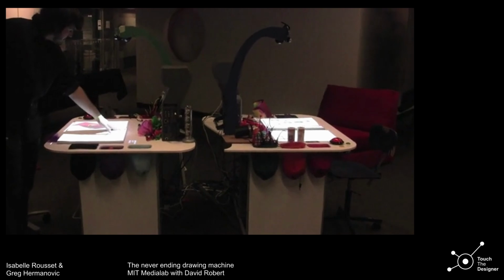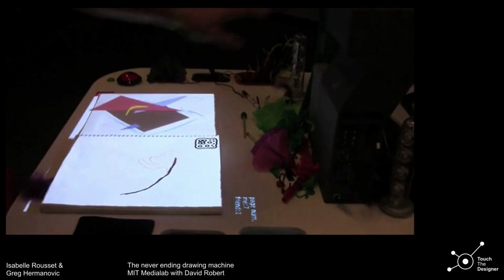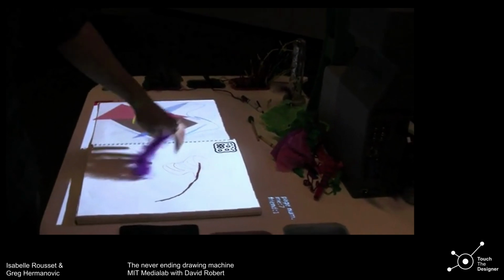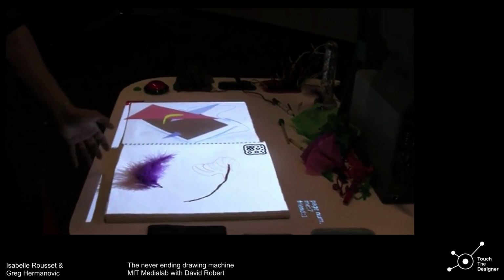And he was the first guy that I saw do this with Touch, and that was part of his 2010 Plastic Man tour. A slightly less performative one, but was David Robert at MIT Media Lab. He was working in the robot lab, and he did this really beautiful work called The Never-Ending Drawing Machine. It was basically two stations with two massive sketchbooks, if you will, with a camera and projector facing down on it. And the idea was you could collaborate through distance.